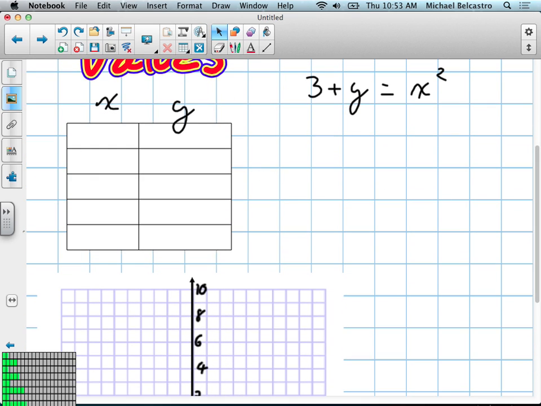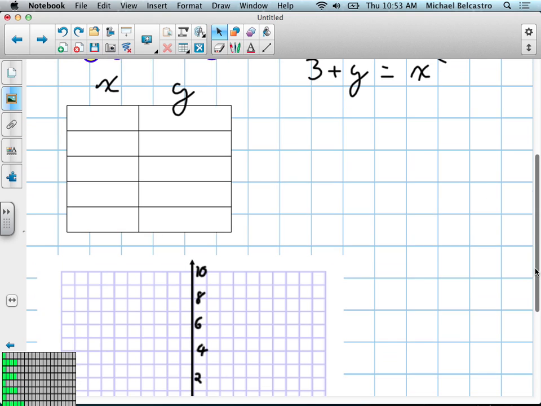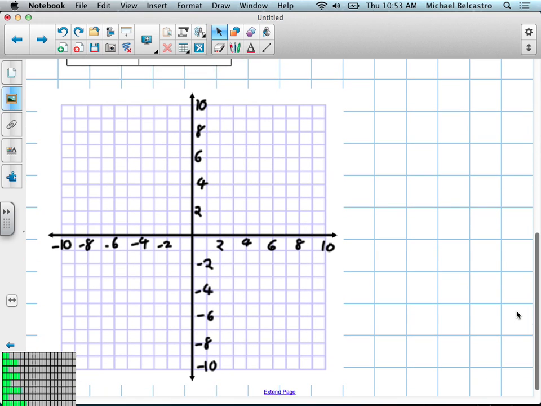We have our table of values already kind of set up here, and we might have to extend it. We're not sure how far we're going to have to go. And we have our graph. Remember, when choosing a table of values, we usually look for values that are within our graph. We assume it's going to fall on this graph.